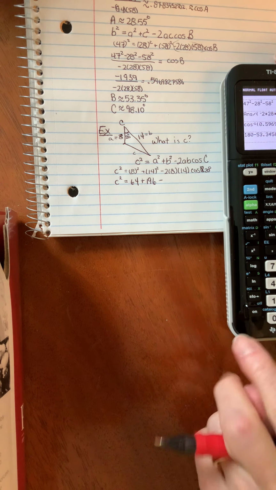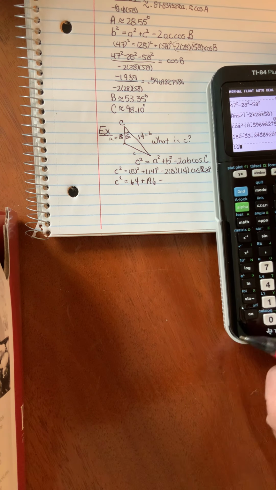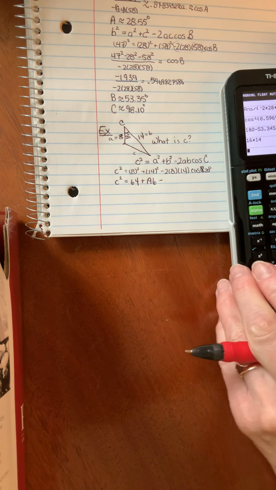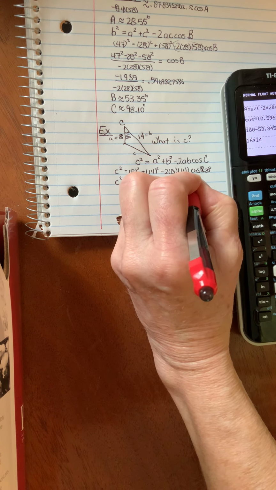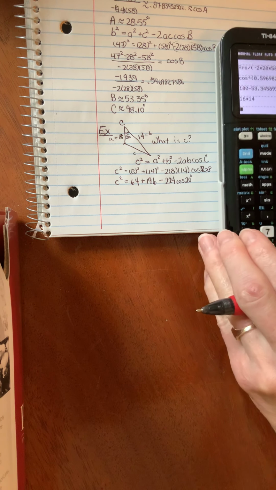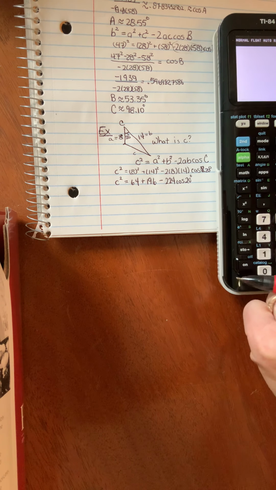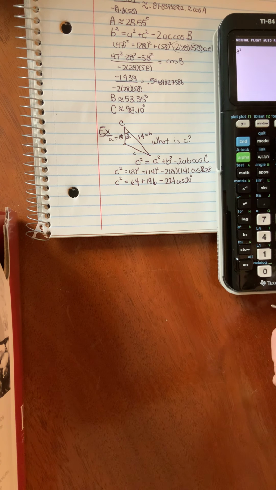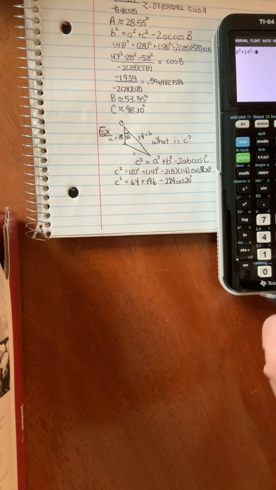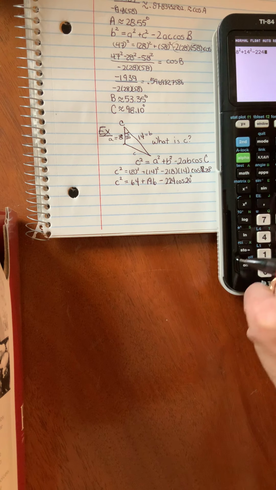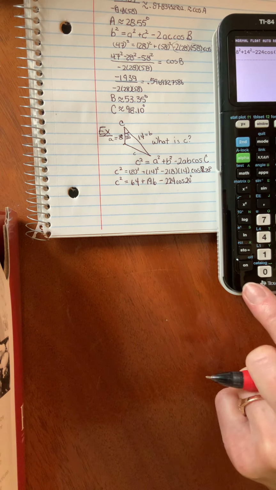I should know that, but let me get the calculator going here, okay? So 16 times 14, that's 224. So 224 cosine of 20. So I'm going to pop those in the calculator. I've got 8 squared. Let me just make sure that I've got all the right numbers. So 8 squared plus 14 squared, and then minus 224 cosine of 20. Now I'm in degrees, so I'm sufficiently set up for that.